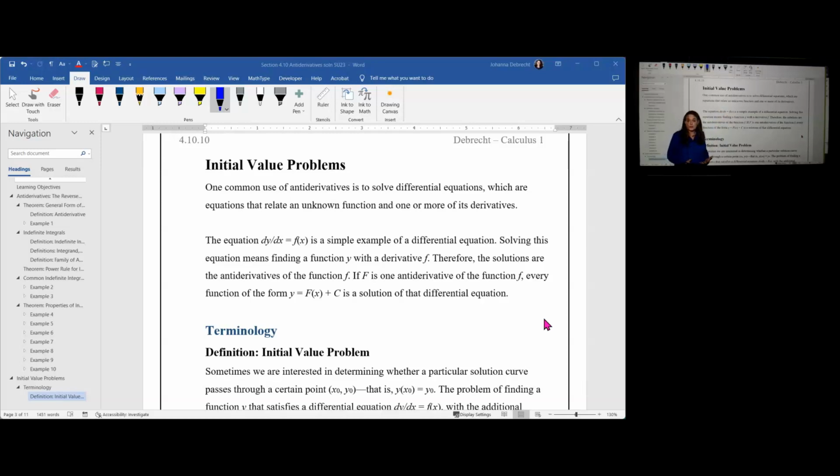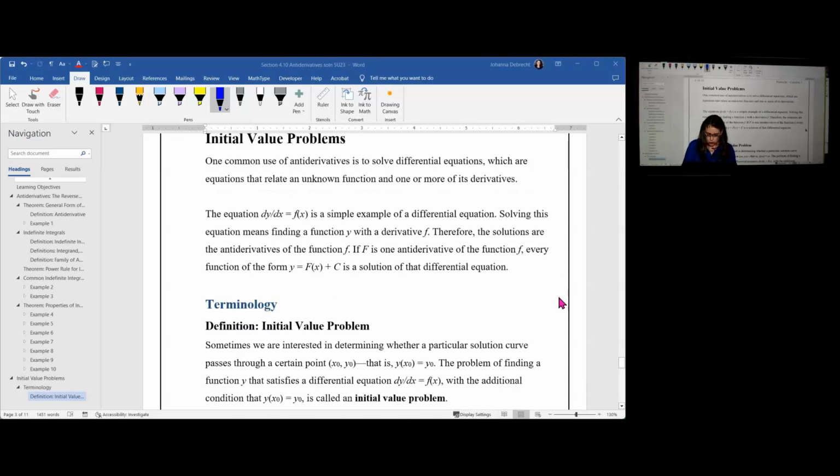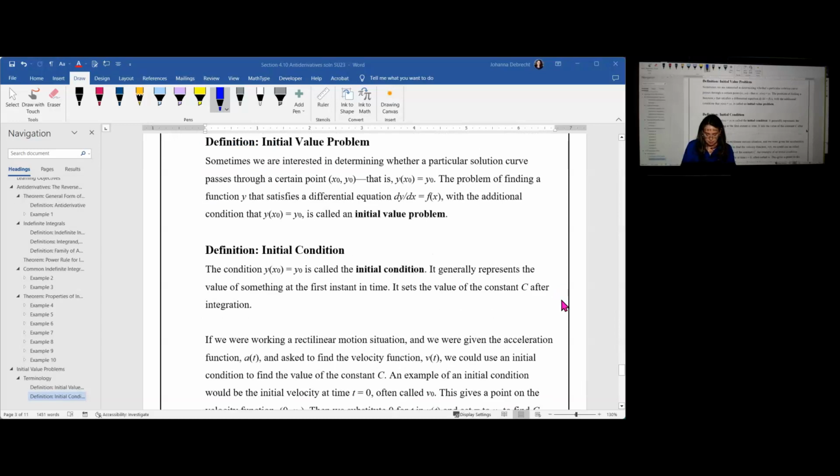This is a part of differential equations, the course that you take as a sophomore or junior, and it's a part of the first semester when you study ordinary differential equations. Let's now look at some of the terminology and then work an example.